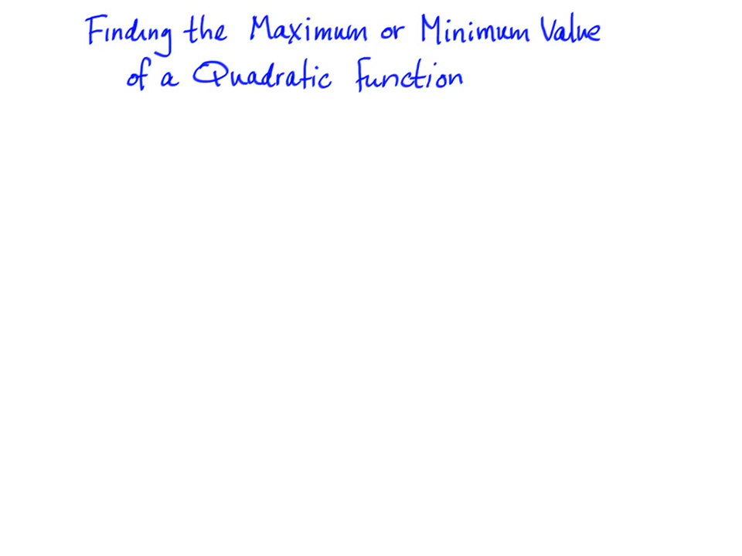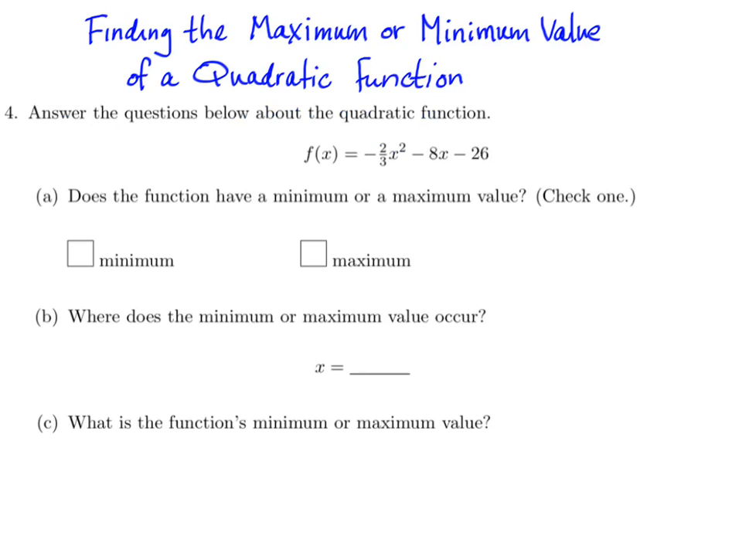Welcome back. In this video, we're going to look at how to find the maximum value or the minimum value of a quadratic function. Remember, in the previous videos, we saw that the graph of a quadratic function was a parabola. So we're going to use that fact and that knowledge of what these parabolas look like to figure out how to find the maximum value or the minimum value of a quadratic function. So let's look at an example.